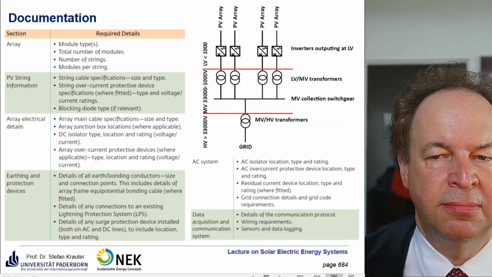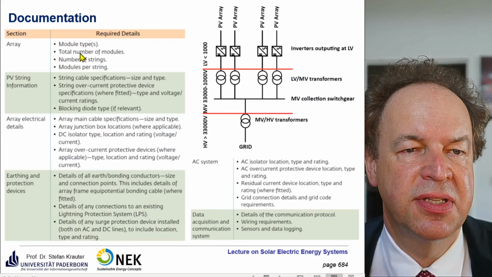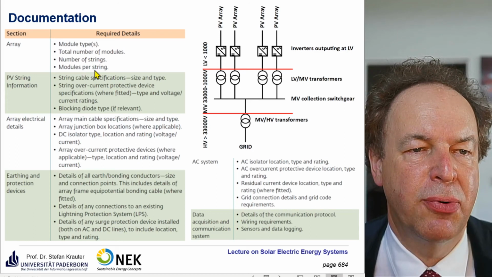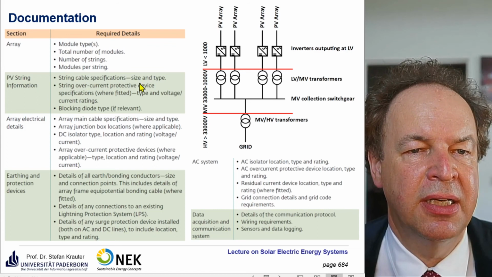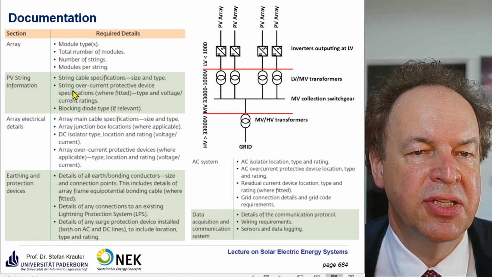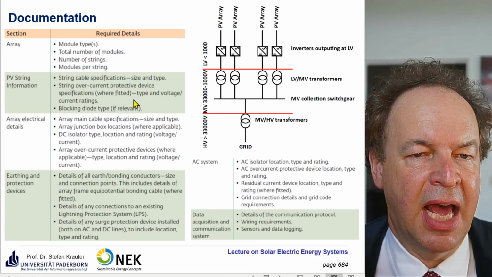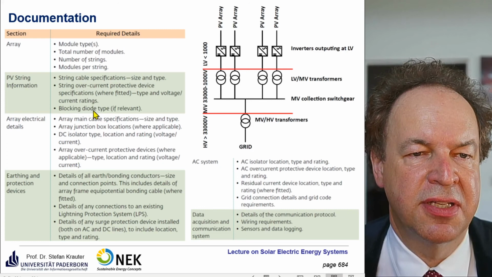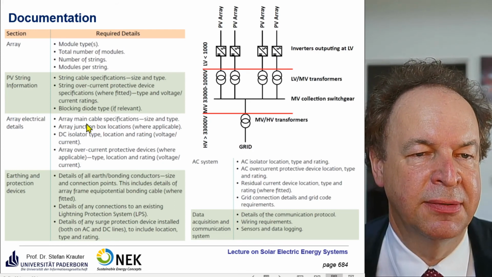Here are some hints for the documentation. So what you have for the array: the module types, the number of modules, the number of strings, modules per string, the PV string information. So string cable specifications, the size and type, string overcurrent protective device, which is a fuse or a diode, and the type of voltage and current, and blocking diode type. So usually we call it string diode. And nowadays it's not often necessary anymore, but formerly it was required.